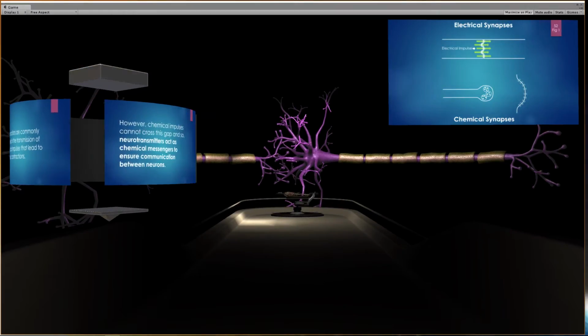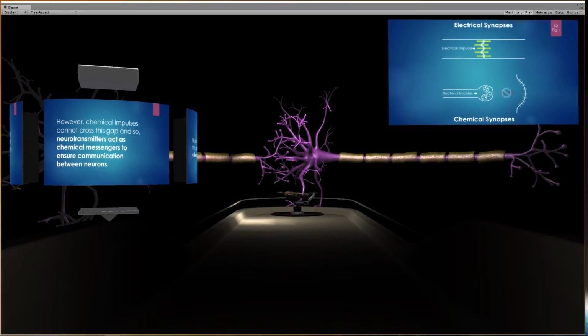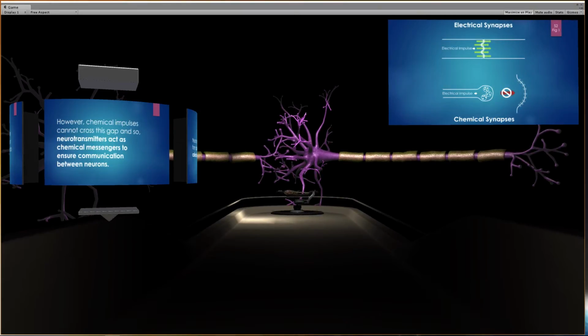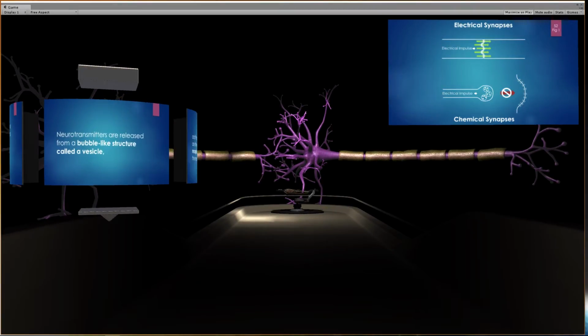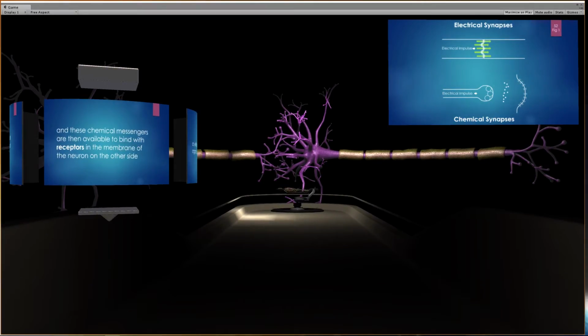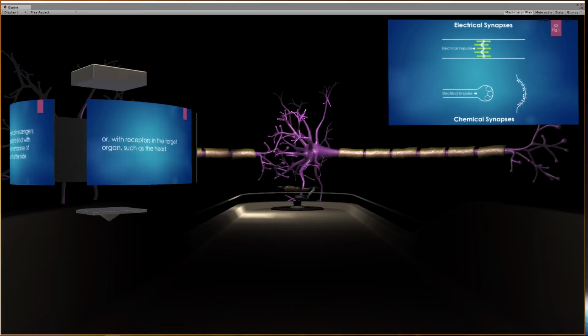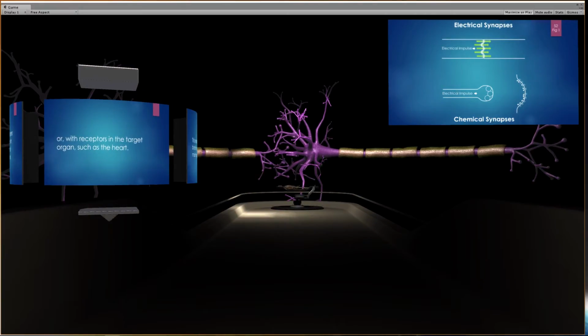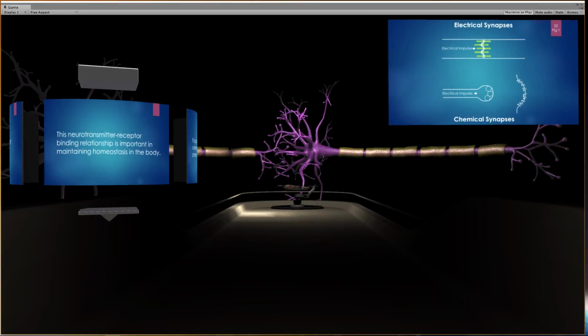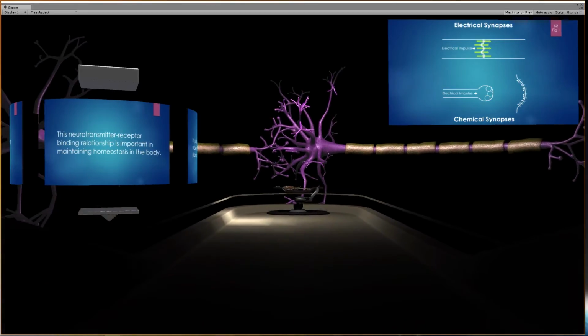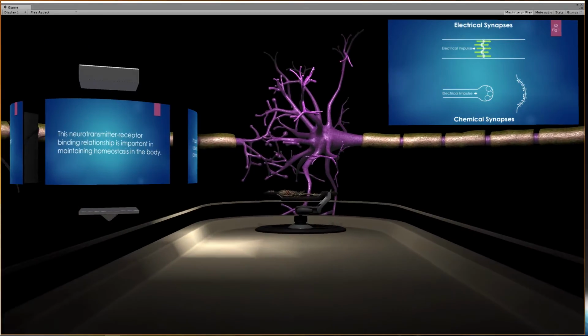However, chemical impulses cannot cross this gap, and so neurotransmitters act as chemical messengers to ensure communication between neurons. Neurotransmitters are released from a bubble-like structure called a vesicle, and these chemical messengers are then available to bind with receptors in the membrane of the neuron on the other side, or with receptors in the target organ, such as the heart. This neurotransmitter receptor binding relationship is important in maintaining homeostasis in the body.